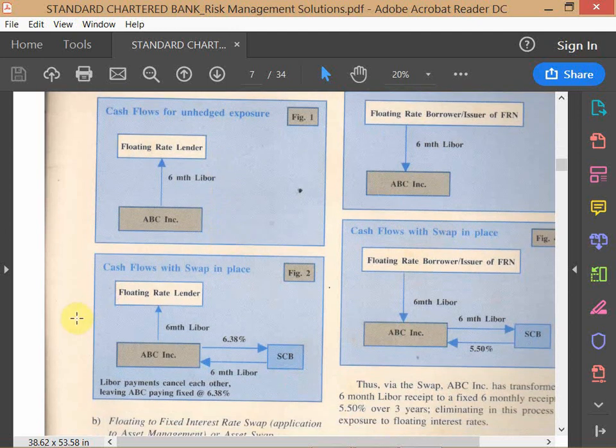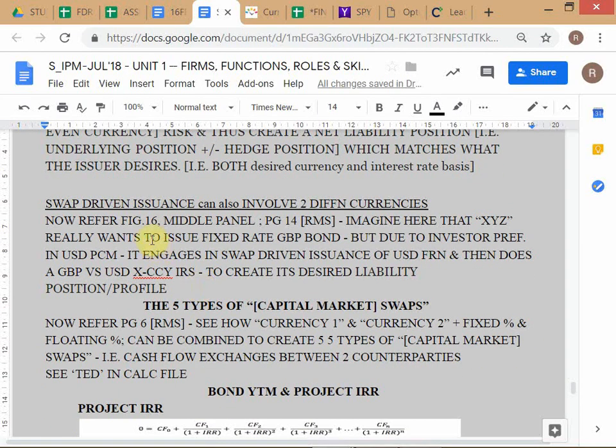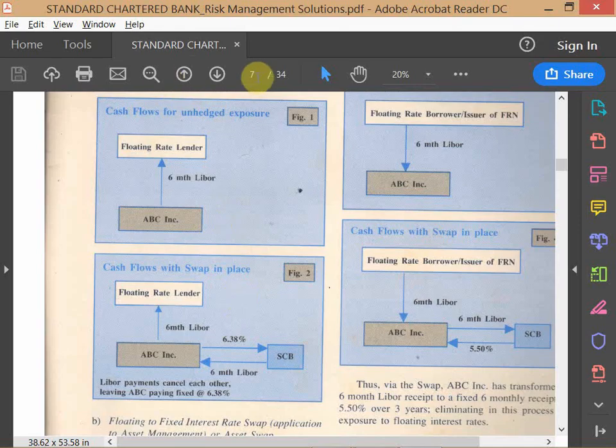So the point here is that in this particular example, all the cash flows are in US dollars. So this is your swap, where the two cash flows are exchanged and both are in US dollars. The point that Dipanshu brought up was that, of course, you can have this in two different currencies. So refer to figure 16, the middle panel on page 14. Let's go to page 14.